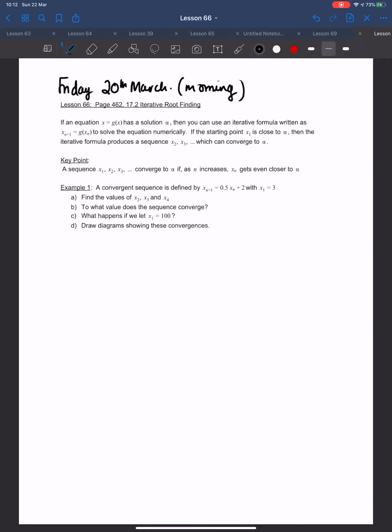So what we've got, a convergent sequence is defined by x_(n+1) is a half x_n plus 2, with x1 equals 3. Okay, so we've got x1. We're told what the first value is. Okay, so the next value, x2. So we put this in here. We've got the x1, and n is 1.